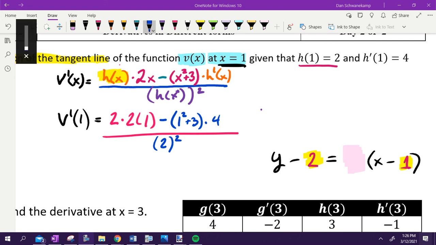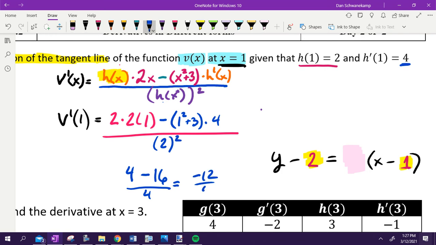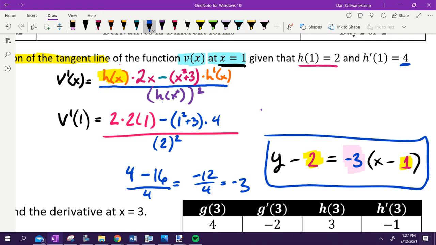All right, let's look. There's a lot of different things you could make mistakes on. Be careful when you plug in. It's minus 1 squared plus 3 times h prime at 1. Oh, that's 4. All over h of 1. So that's 2 squared. Then we're going to simplify. 2 times 2 times 1. That is 4. Minus 1 squared plus 3. That's 4 times another 4. That's going to get me 16. All over 4. If I were to simplify, that's 4 minus 16 is negative 12 divided by 4. My derivative is negative 3. That is the slope at the point. It is negative 3. That's what goes right there. That is the equation of the tangent line.